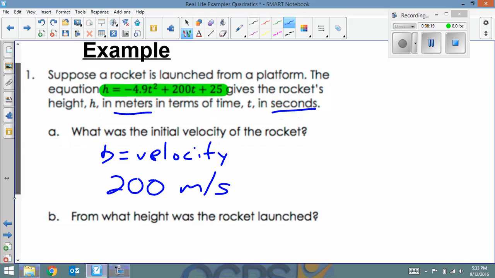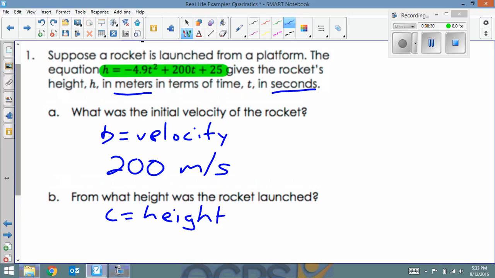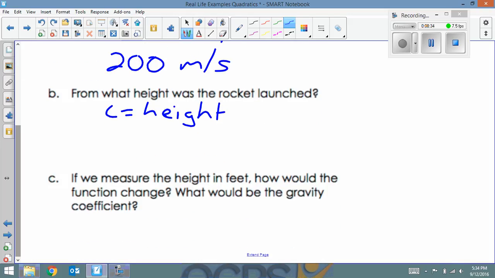It says from what height was the rocket launched? Remember, c from your equation is going to be your height. Okay, so if we look back at our equation, our c is this last number back here at the end. So our c is going to be, in this case, 25, and we know it's meters because they tell us our height is in meters.